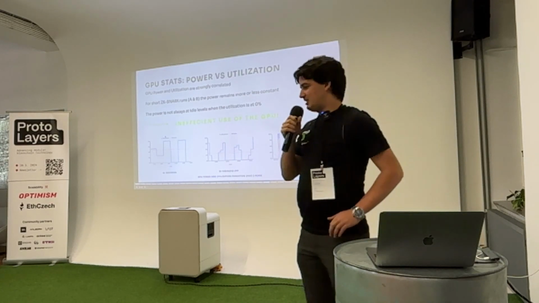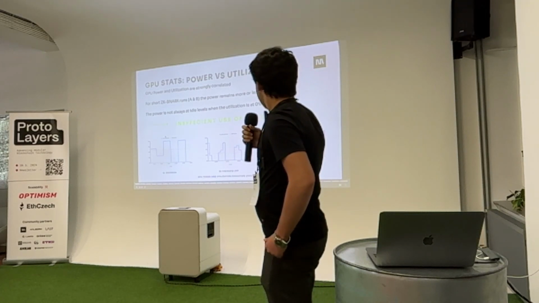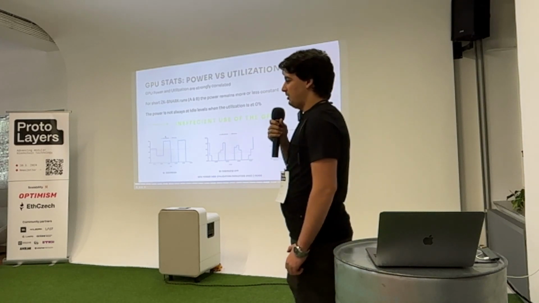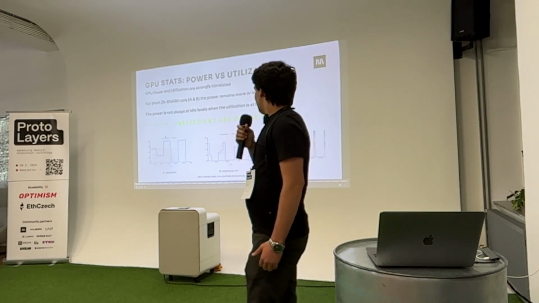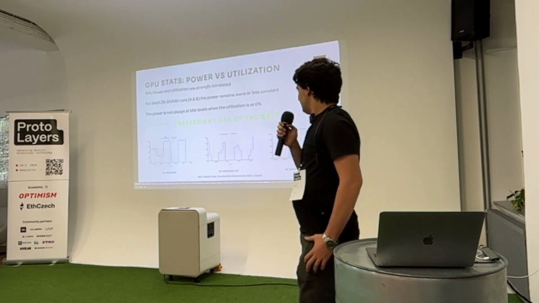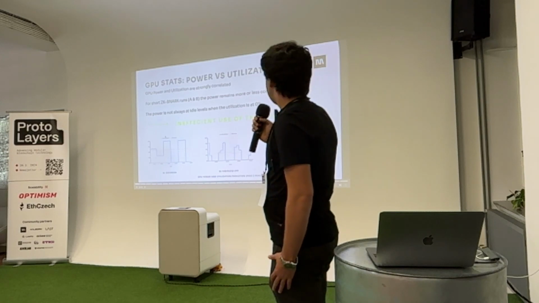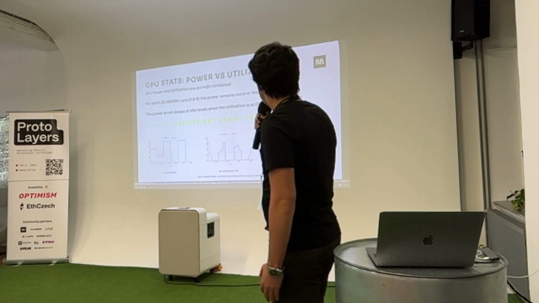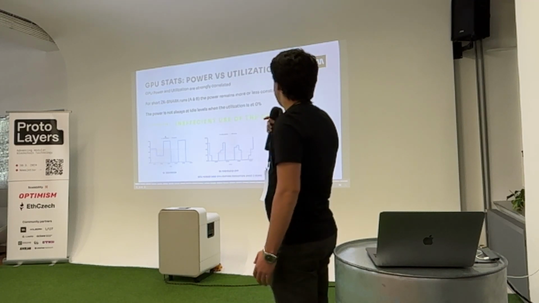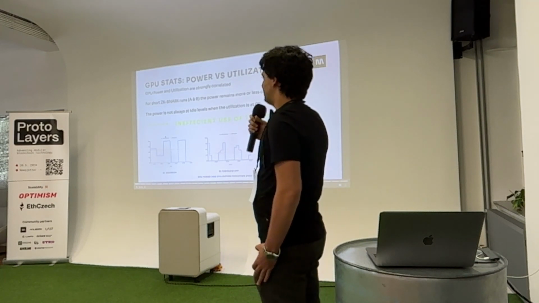To confirm this hypothesis, we took a look at the evolution over 3 runs for the GPU power and utilization. And what we noticed is that although they are strongly correlated, they're not really the same. If you look at the first 2 graphs, you'll see that although the utilization goes up and down, the power remains more or less constant.